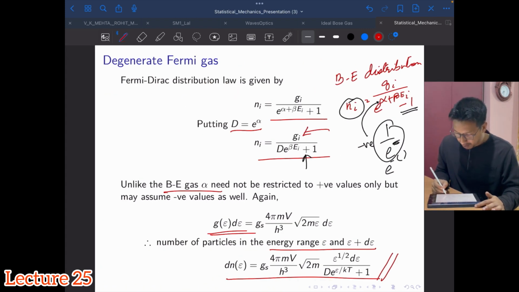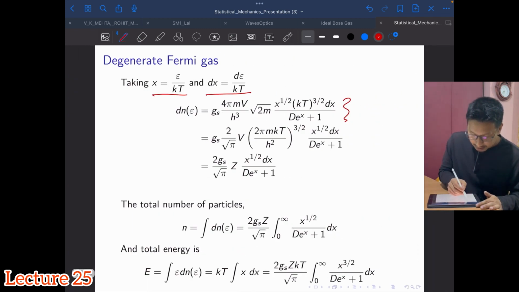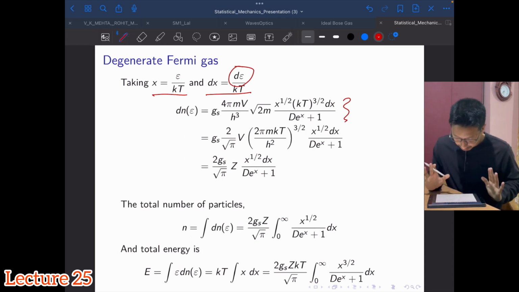Okay, so e to the power half will be substituted by, since e will be x into kT, the same thing will come up here, right? The 1 kT will come from here as well, so that's why it's k to the power 3 by 2. All those things you can carry out by yourself.